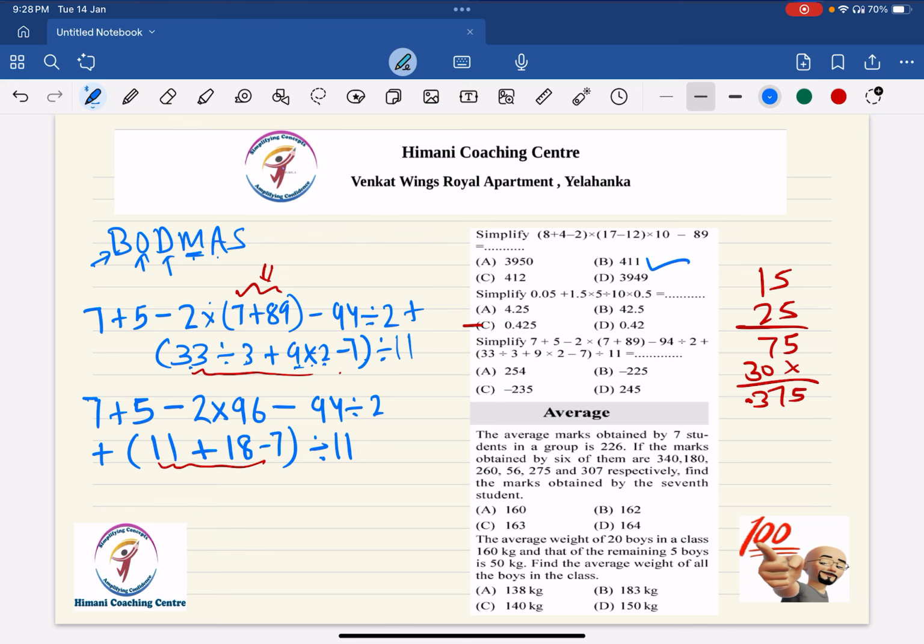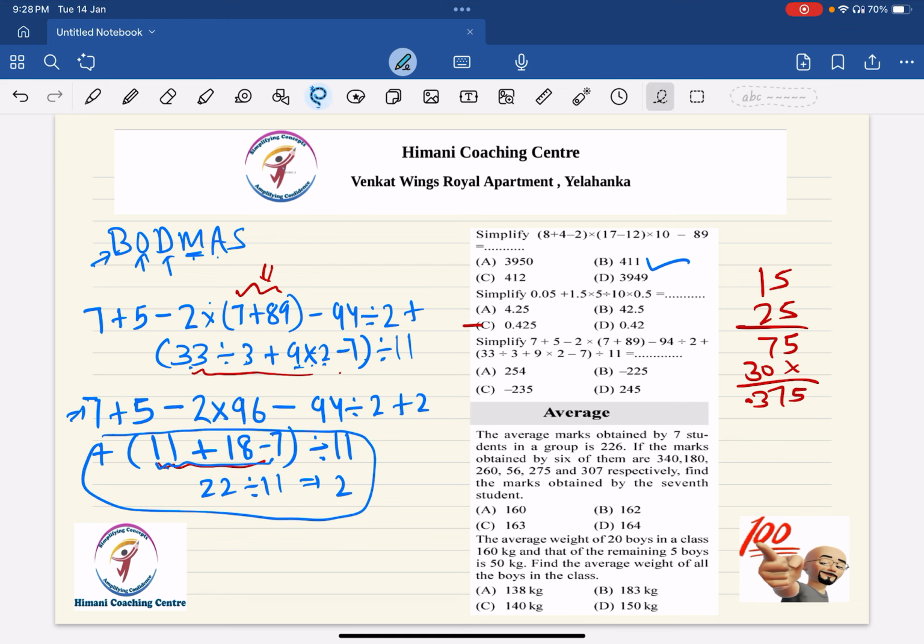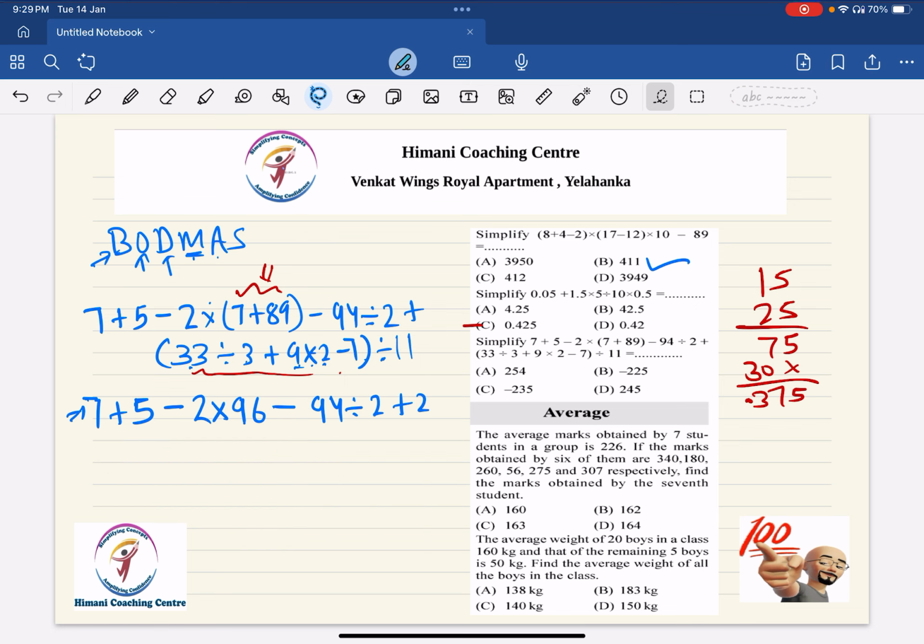So now, if I am just solving this bracket, I will just focus on this part. This is separate. So this is 22 divided by 11, which will give us 2. That means this whole thing solved gave us plus 2. So let us write it here and remove this part because we are done with this. Okay, so let us remove this.